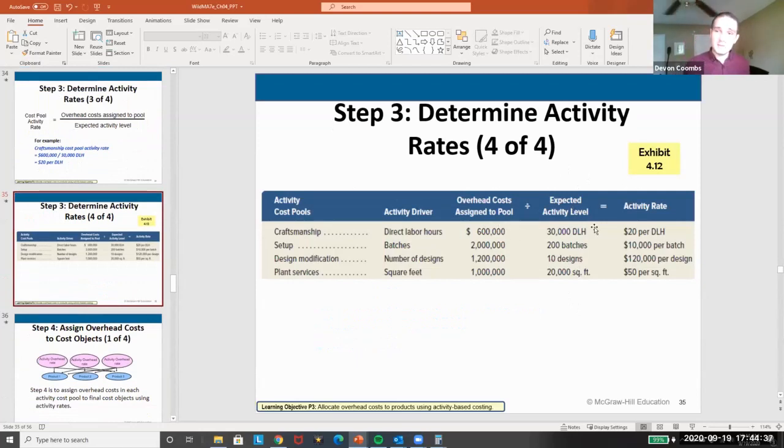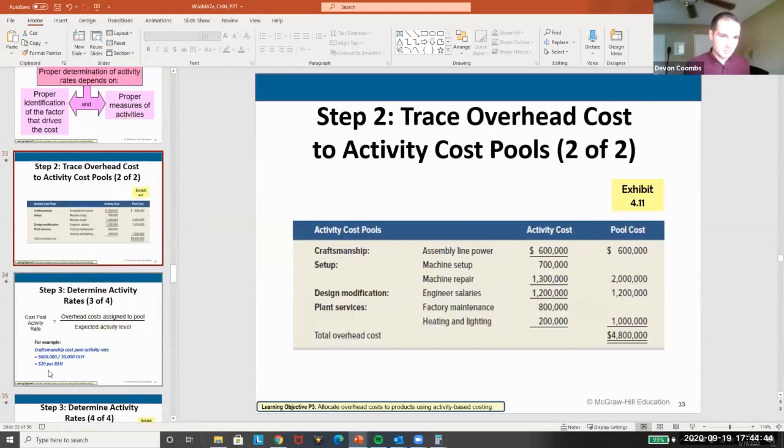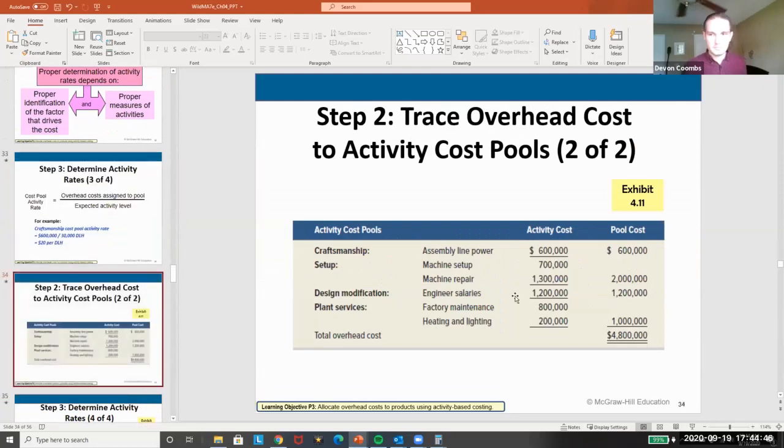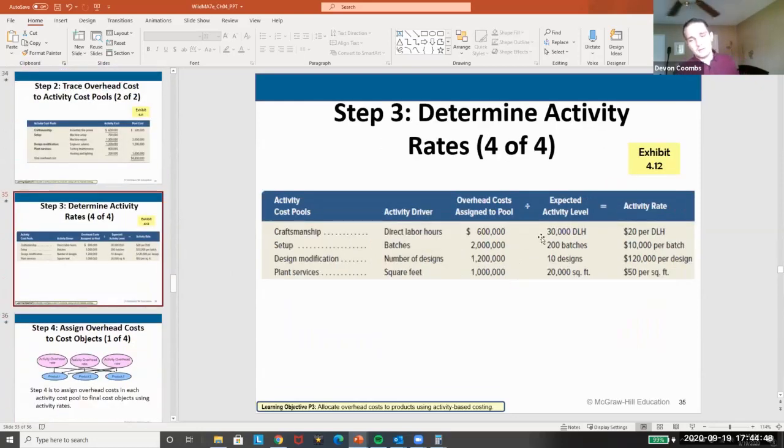So they're saying, craftsman, well, we know we assigned $600,000 based off of the assembly line power, right? And we're going to say that we're going to use direct labor hours to assign the costs. And so one of the assumptions managerial accountants are going to make is, okay, direct labor hours makes sense for craftsmanship, yep. And then the 30,000 hours, we'll base that off history and then make a forecast in the future.